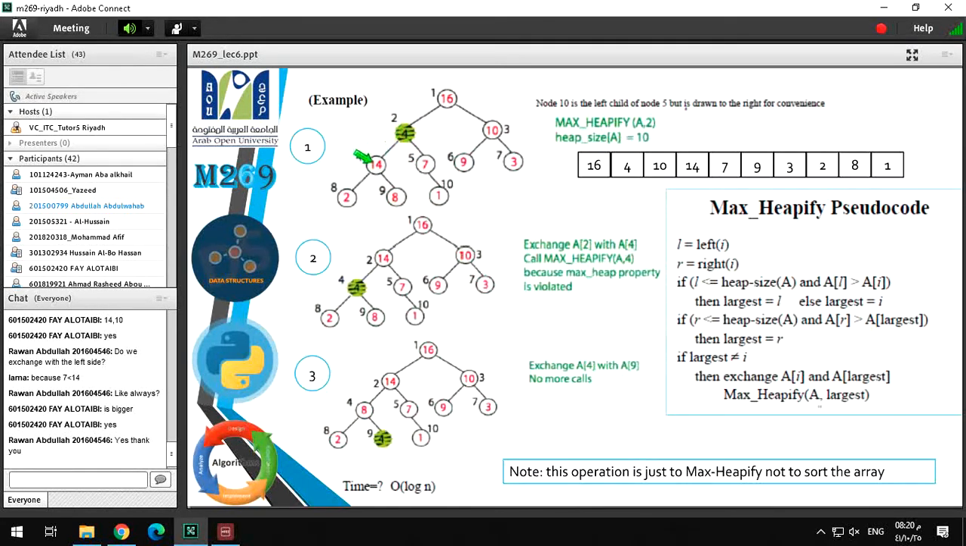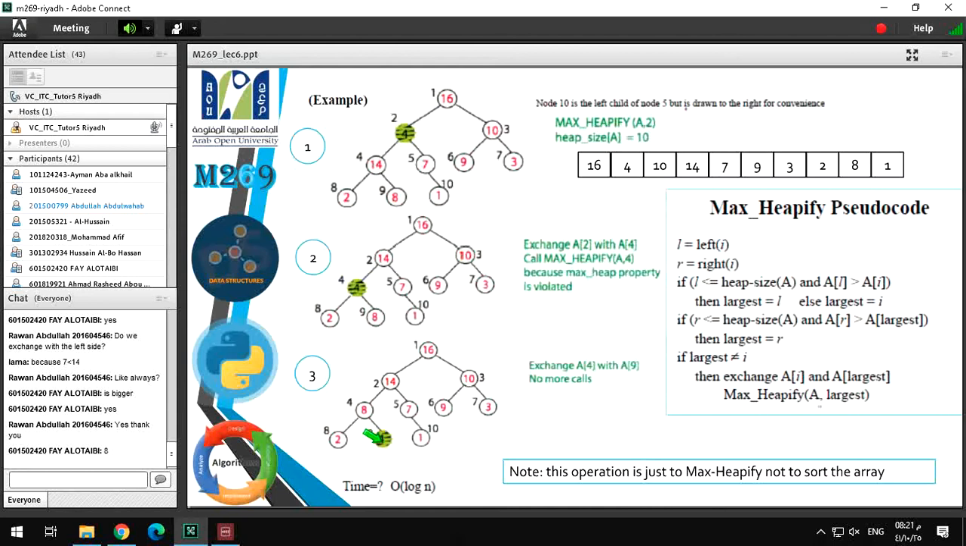So 4 and 14, switch or exchange. So 14 will go up, 4 is here. Now 4 is bigger than 2, correct, but it is smaller than 8. So again, call the function max-heapify A4. We have an error. So A4 is going to be exchanged with A9. So 4 will go down to the position 9, and 8 will go to the position 4. So we have the new tree.